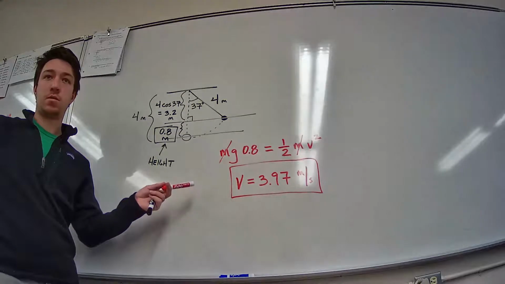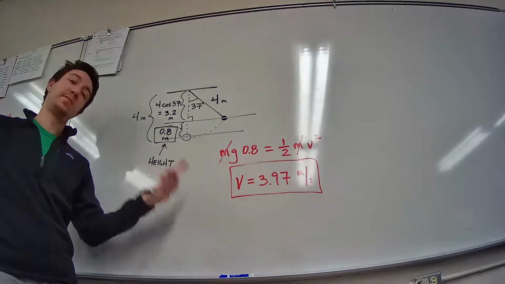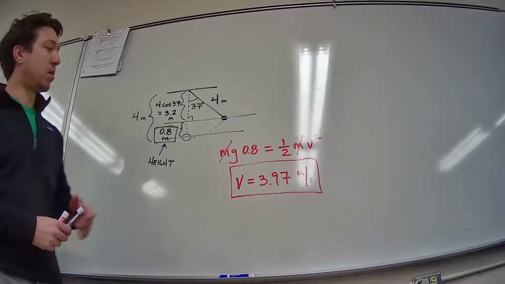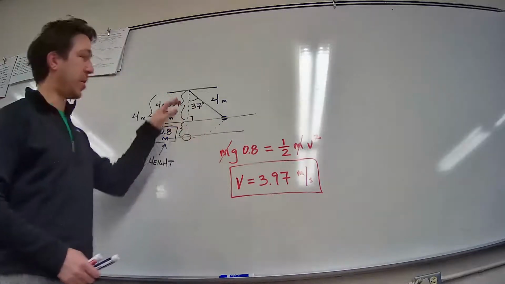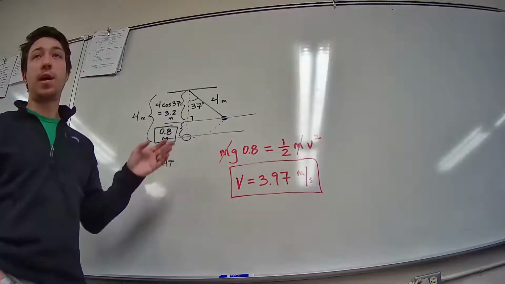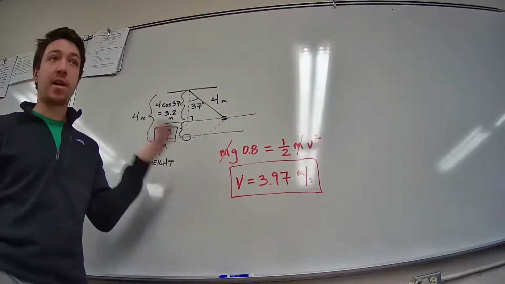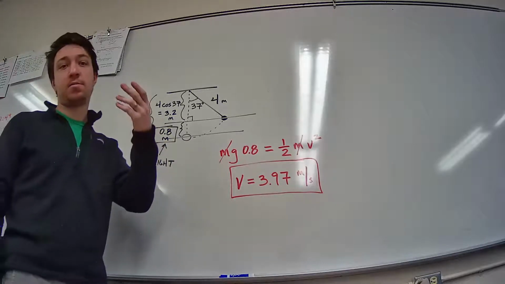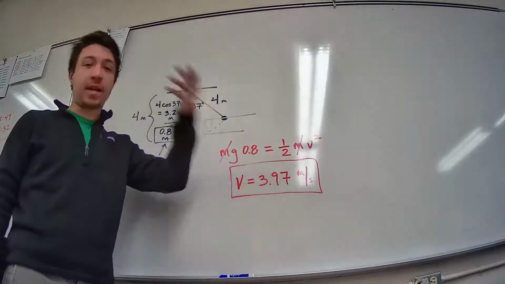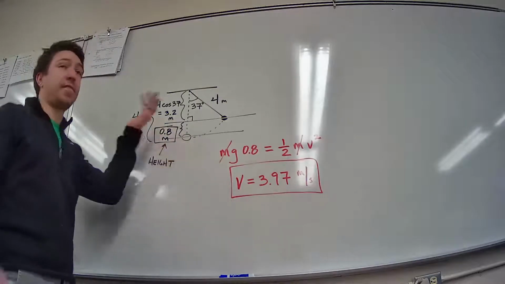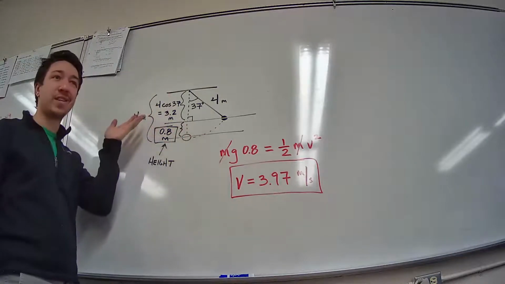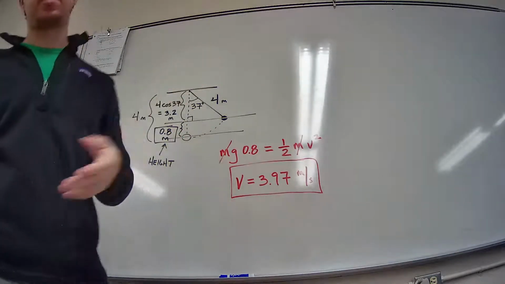Does that make sense? So the principle is pretty simple. Before I showed you this, you might have been like, well, I really wish I could just do mgh equals 1/2 mv squared. That would make my life really easy. So that raises the secondary question of, how do I figure out the height then? And that's a little bit of trigonometry, simple trig.